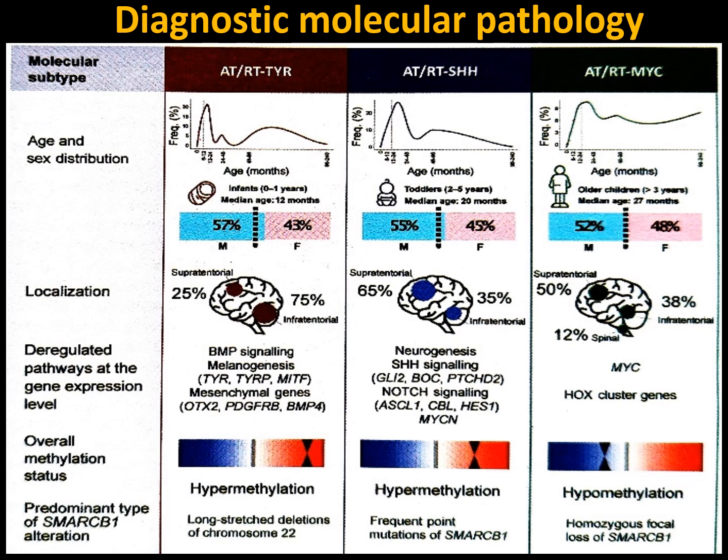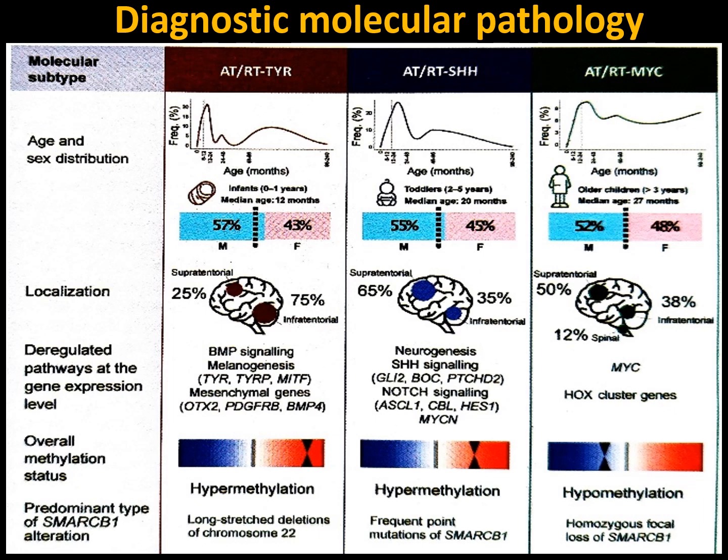Next group is the ATRT-SHH, that is overexpression of sonic hedgehog and notch pathways. Most display compound heterozygous point mutations in SMARCB1. Further subtyped by supratentorial, that is ATRT-SHH1, or infratentorial, ATRT-SHH2 localization.